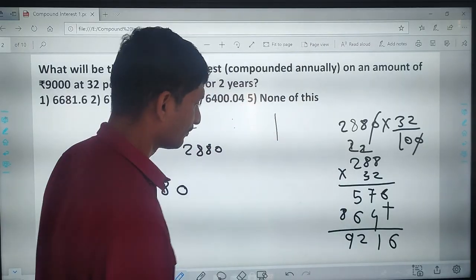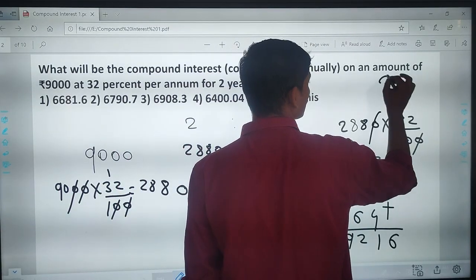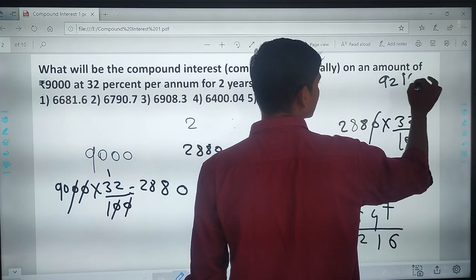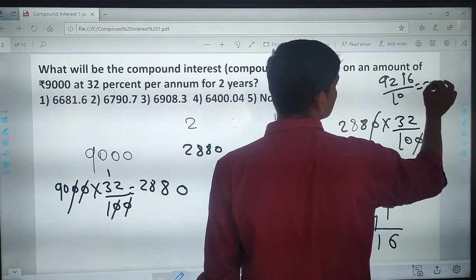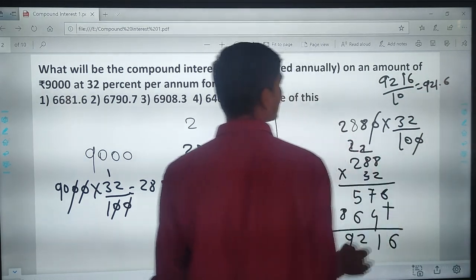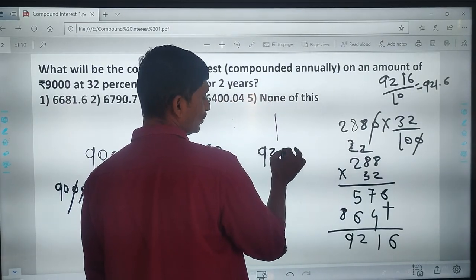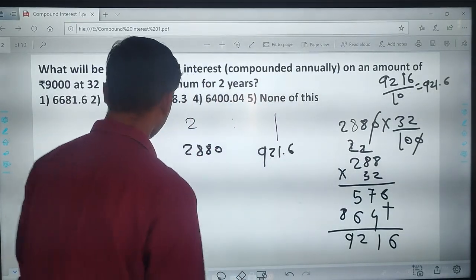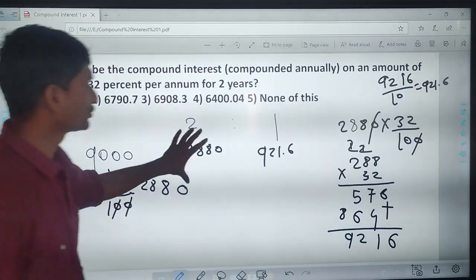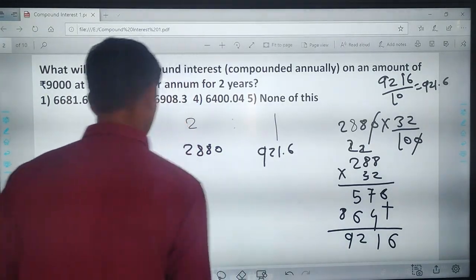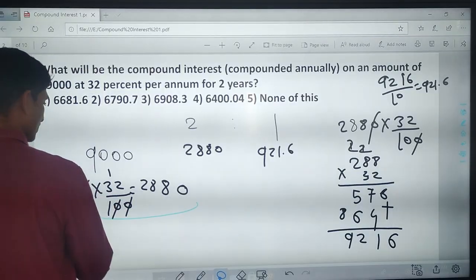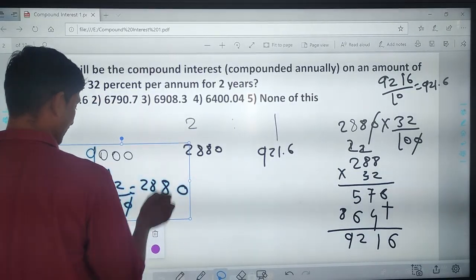Now here the multiplication is 9,216 divided by 10. That is 921.6. Now we take the multiplication of these two and add these values. We get the simple interest.